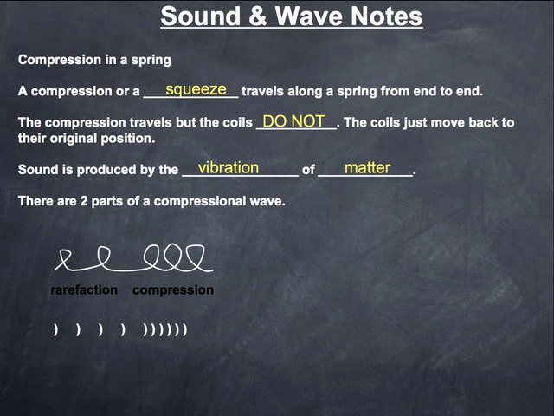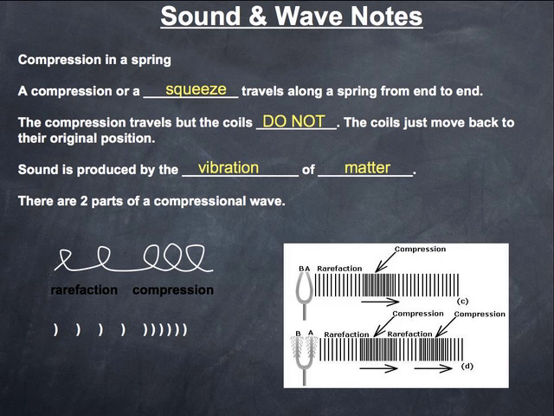There is no sound in space. Why? Because there are virtually no molecules to vibrate. For sound to be heard, you need molecules vibrating. When we talk about a compressional wave like I was just showing you, there are two parts to that wave. The part where the molecules compress is the compression, and then they stretch out. That stretching out portion is called the rarefaction.